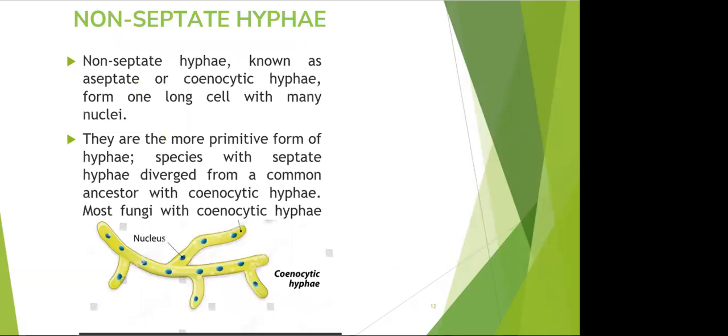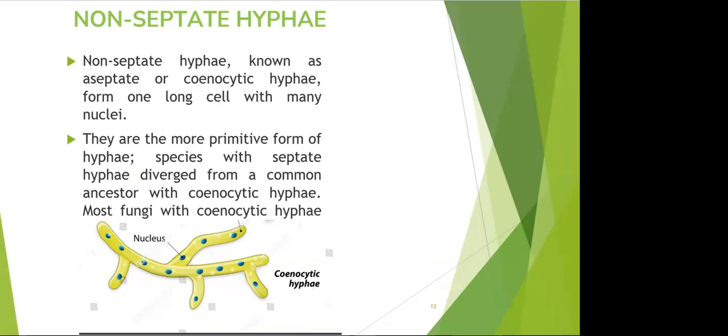Next is non-septate hyphae, also known as aseptate or coenocytic hyphae, which form one long cell with many nuclei. They are a more primitive form of hyphae. Species with septate hyphae diverge from a common ancestor with coenocytic hyphae. While most fungi with coenocytic hyphae do not form a septum between the nuclei, they do form a septum at branch points that connect one filament to another, which prevents the entire network from being compromised if one hypha is injured. So the non-septate hyphae is also known as coenocytic hyphae as well as aseptate hyphae.